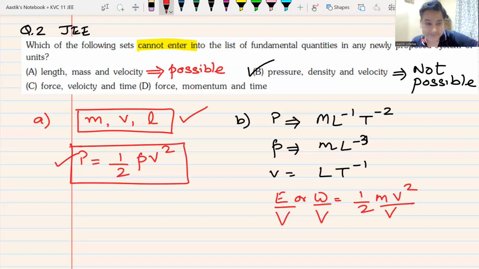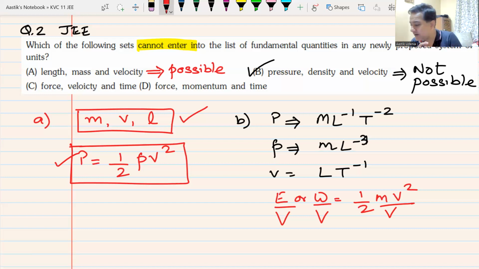We will see this formula in your chapter on fluids. So this is not possible. You will have to understand this. I have one more way in which you can find out whether three sets will make a system or not, but that is using matrices and determinants. Do you know matrices and determinants?